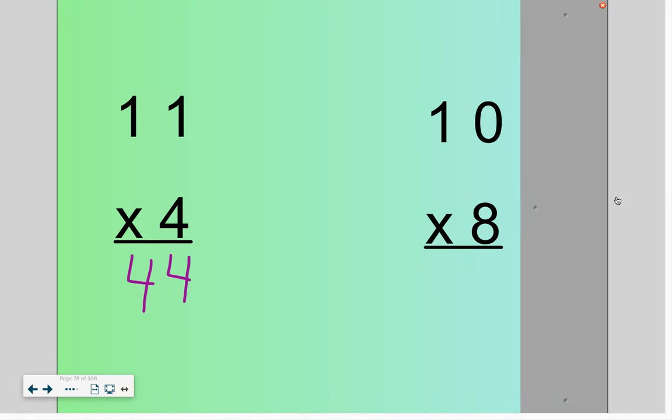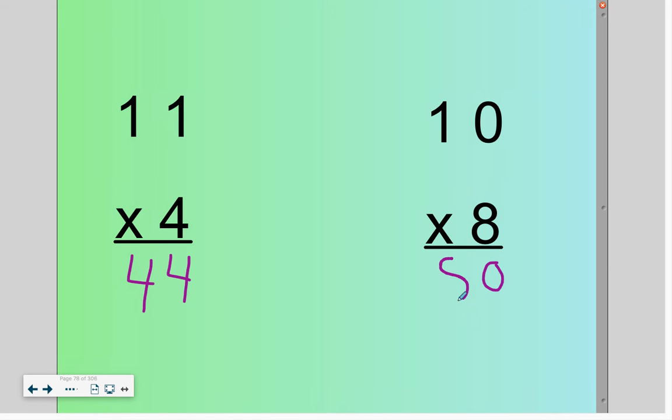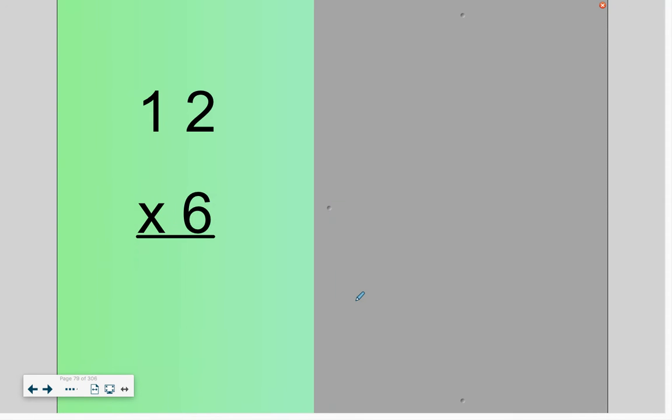That's interesting. Let's take a look at this one, 10 times 8. Well, 8 times 0 is 0. 8 times 1 is 8. So 10 times 8 is 80. So these two were simple. But what about a problem like this?